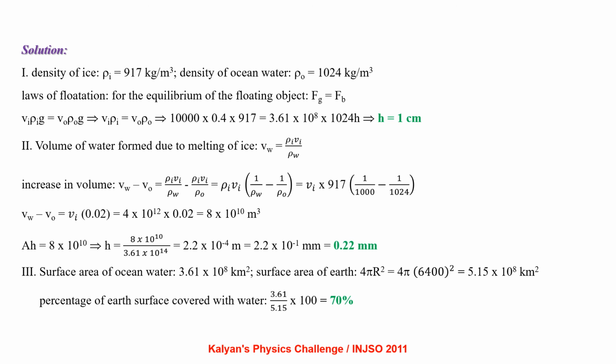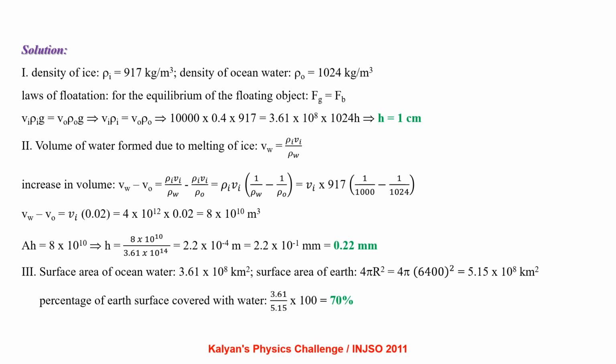Applying laws of flotation, for equilibrium of the floating object, gravitational force equals buoyancy force. So from there we get H equal to 1 centimeter. Volume of water formed due to melting of ice, V water equals rho ice V ice by rho water, that is, increase in volume V water minus V naught equals rho ice V ice by rho water minus rho ice V ice by rho naught. From where we get increase in volume of water to be 8 into 10 power 10 meter cube.